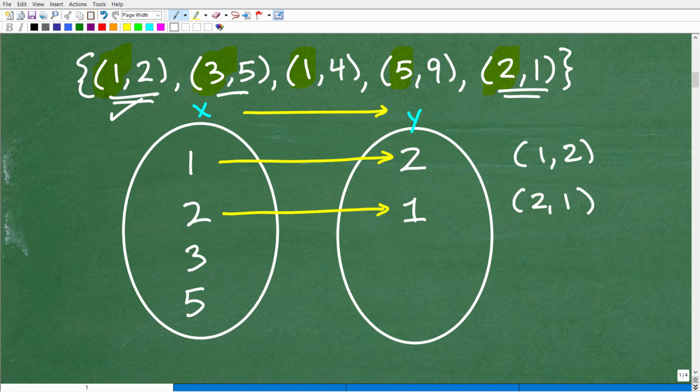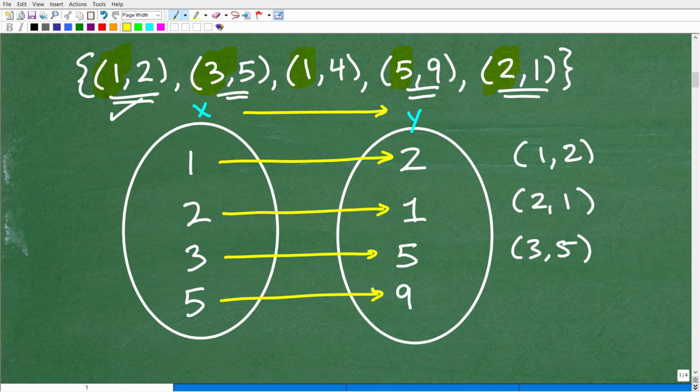Let's move on to 3, 5. So 3 is going to map to 5. All right, so 3 maps to 5. Again, this represents the point, or the ordered pair, 3, 5. And then we have 5 maps to 9. Okay, so we'll put a little 9 right there, and then we'll draw an arrow from 5 to 9. Okay, so 5 maps to 9. And then we're left with 1 maps to 4.